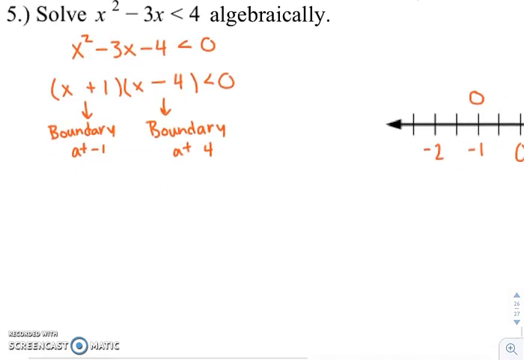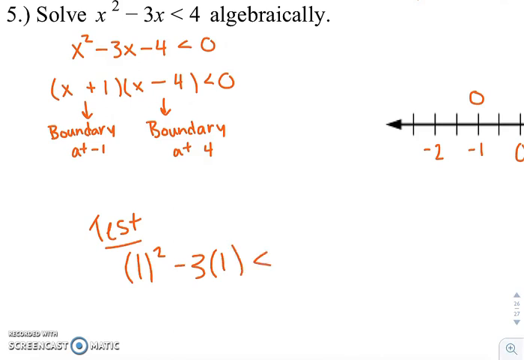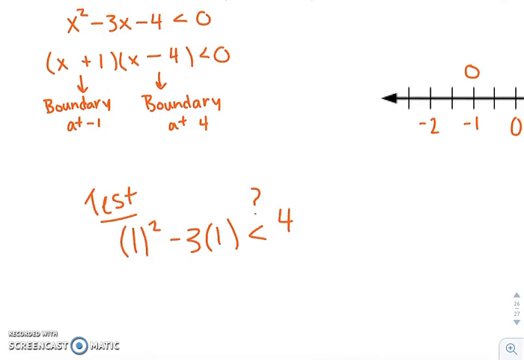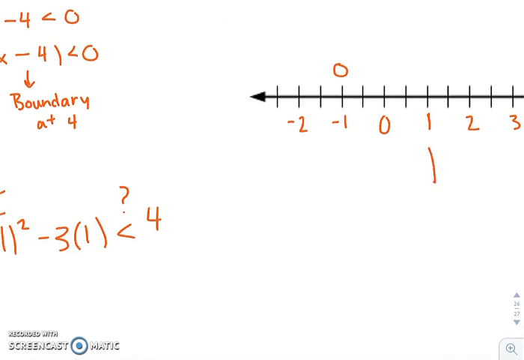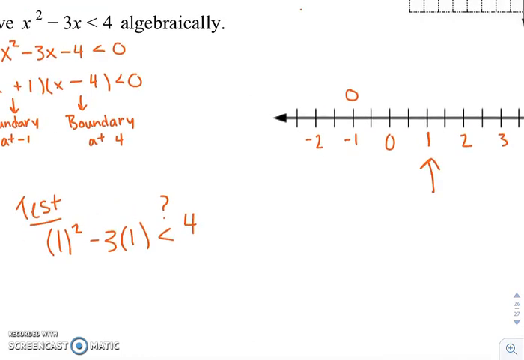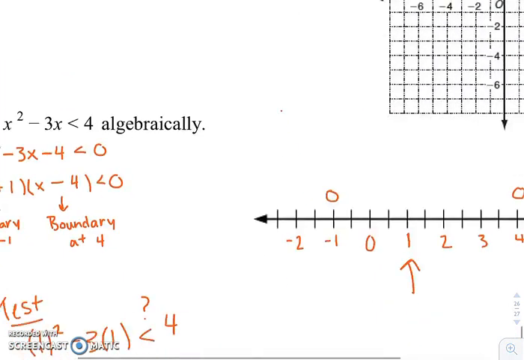So all we have to do is just test a single point. So let's just test 1. If we plug in the x value of 1, we get 1 squared minus 3 times 1. Is it less than 4? So we're testing this point right here, positive 1. So 1 squared is 1, minus 3 times 1 is negative 3. So is negative 2 less than 4? Yes. So that means that's where your solutions are.